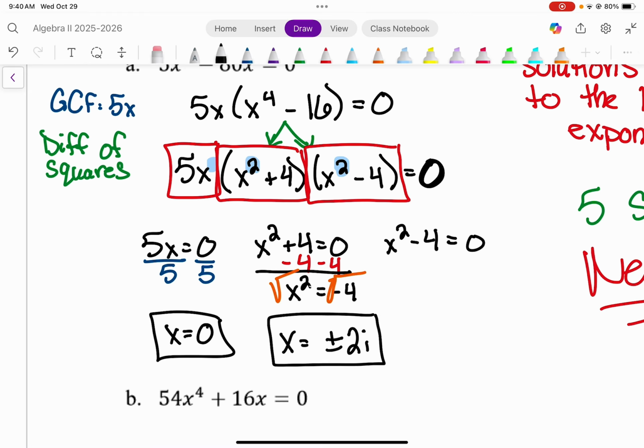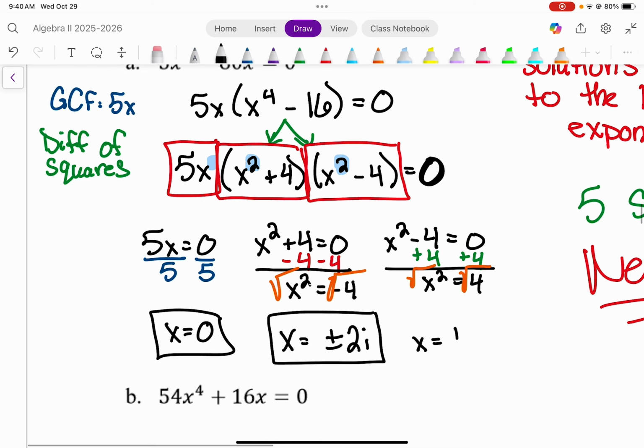Okay. Then our last equation, we're going to add 4 to both sides, and that will leave us with x squared equals 4. Then we take the square root, and that will give us, again, when you take the square root, 2 answers, a positive answer and a negative answer. And the square root of 4 is 2.